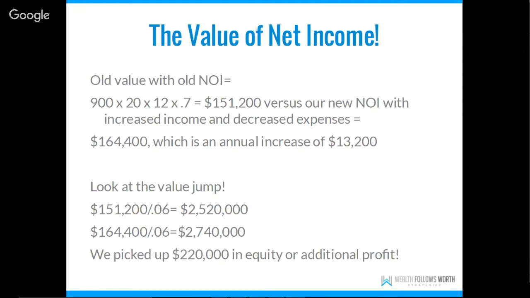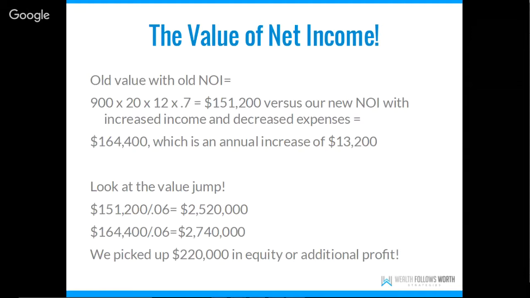Now look at the value jump here. I want you to focus on a couple of things. If I take 151.2 and divide by 6%, so I'm in a 6% market, there's what my building's worth. Now, having changed the rents by $50 a month and lowering expenses by $50 a month per unit over a year, my net income is going to jump up $13,200. The commensurate return value in my sales value of my building at that same 6% is going to be $2,740,000. So I can literally pick up $220,000 right there in equity or additional profit.